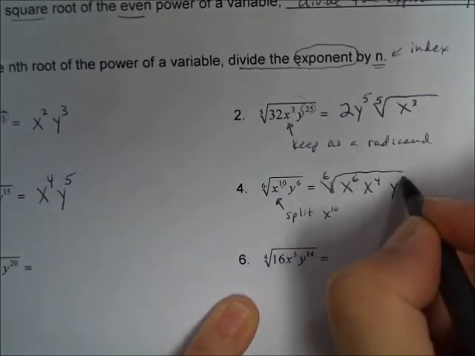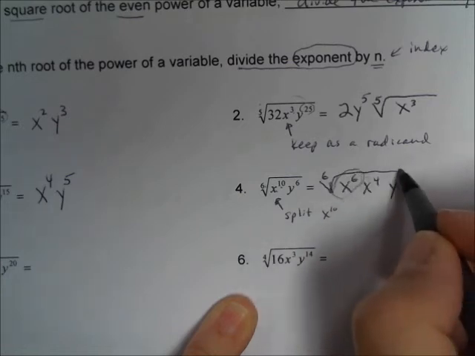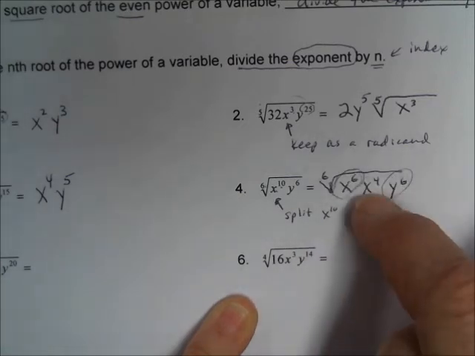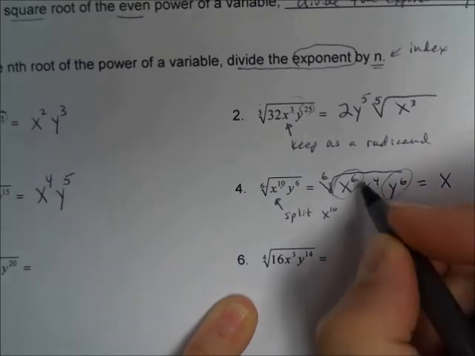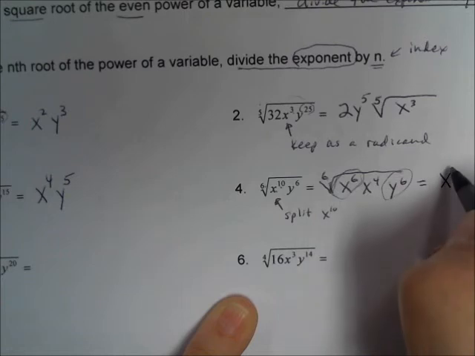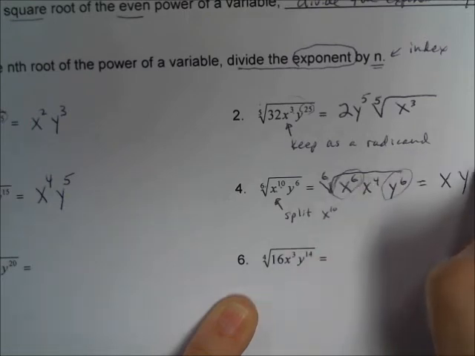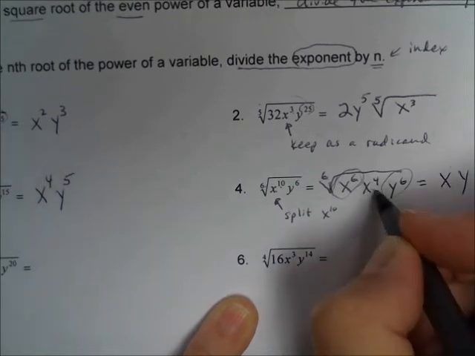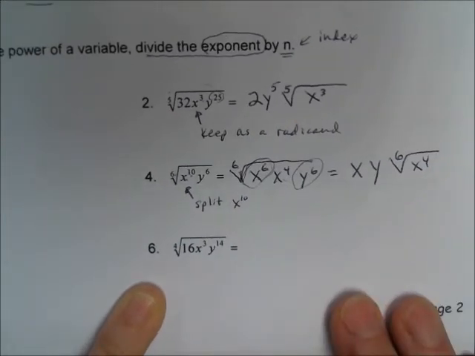And then we'll keep this as y to the 6th. And now we're going to take the 6th root of that one and the 6th root of that one, and that's going to stay in the radicand. So we have x to the 6th divided by 6 is 1. y to the 6th divided by 6 is 1, and then what's left over is the 6th root of x to the 4th. We didn't circle that, so we'll leave it on there. So there's your final answer for number 4.